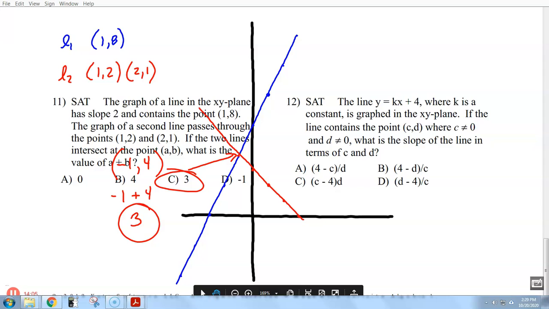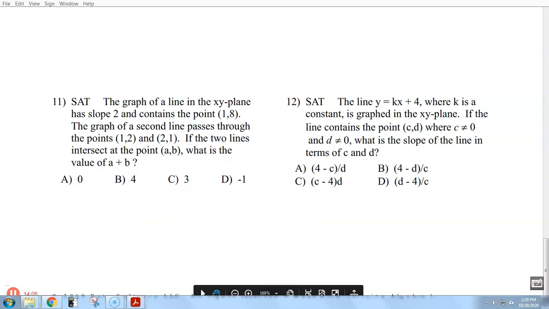Number 12. Probably the hardest one on the sheet. SAT question. The line y equals kx plus 4, so we know k is the slope. K is a constant. That just means it's a number that doesn't change. It's graphed. If the line contains the point (C, D), C and D are not allowed to be 0. What is the slope in terms of C and D?